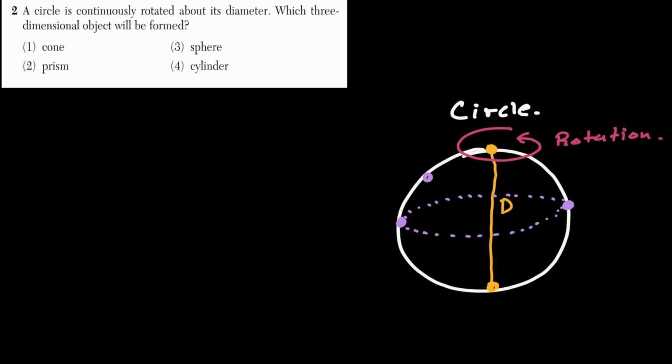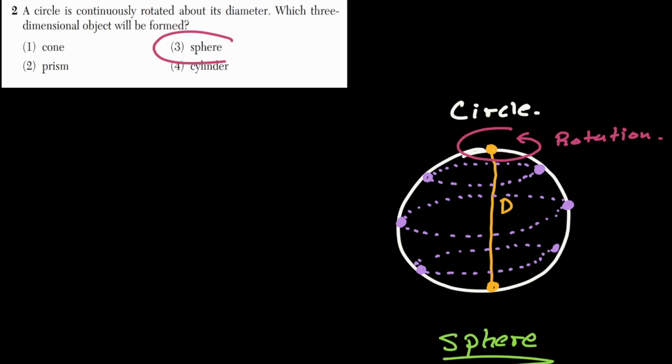If I would have chosen this point, after the rotation it's going to land somewhere on the right. And whatever I have on the right, once it gets rotated, is going to go to the left. And when we keep doing this, notice that essentially what we are creating is a sphere, which is option number 3. Let's take a look at the next question.